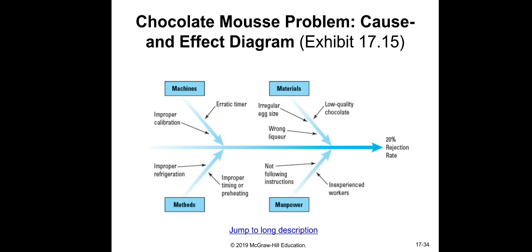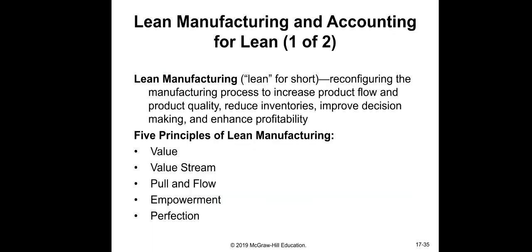For methods, they have to maintain proper refrigeration, proper timing or preheating. And then for manpower, make sure that the workers are following instructions and the workers are skilled workers. So these are the methods that can be used to do quality problem correction. Okay, that is the thing that I think is important. So you have to remember the methods that can be used to identify or detect and correct poor quality problems.